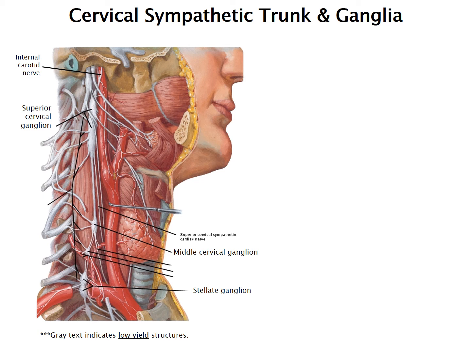Within the neck, the sympathetic trunk receives no white rami communicans. Recall that white rami communicans are found between the levels of T1 and L2. Within the neck, there are, however, 3 cervical ganglia. There's the inferior, middle, and superior cervical ganglion, the largest of which is the superior cervical ganglion. Here's the middle cervical ganglion. Oftentimes, the inferior cervical ganglion fuses with the first thoracic ganglion, and when that happens, we call that a stellate ganglion.